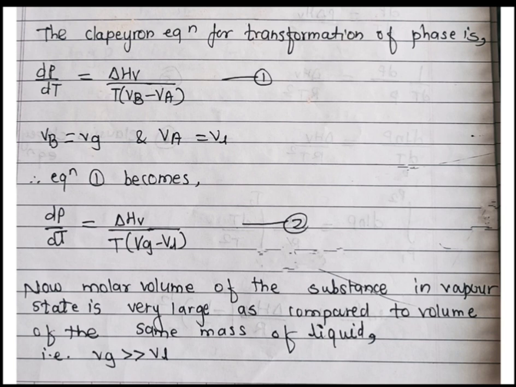Now, the molar volume of the substance in the vapor state is very large as compared to the volume of the same mass of liquid. So, obviously we know that liquid has a greater intermolecular force of attraction as compared to vapor. But the volume of the liquid is less than the volume of the gas. Obviously, gas occupies more space. So, as we know, Vg is very much greater than Vl, that is, the volume of the gas is very much greater than the volume of the liquid.